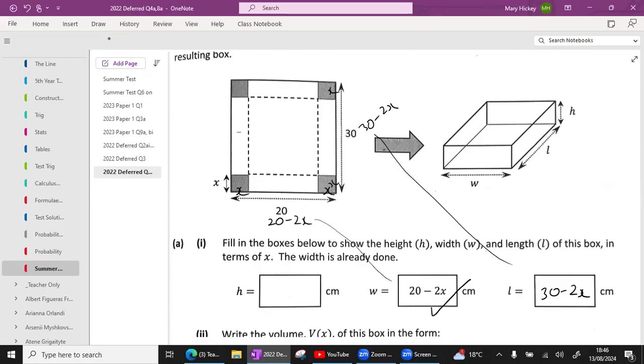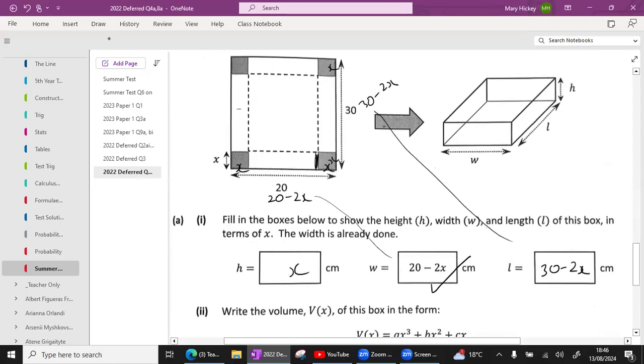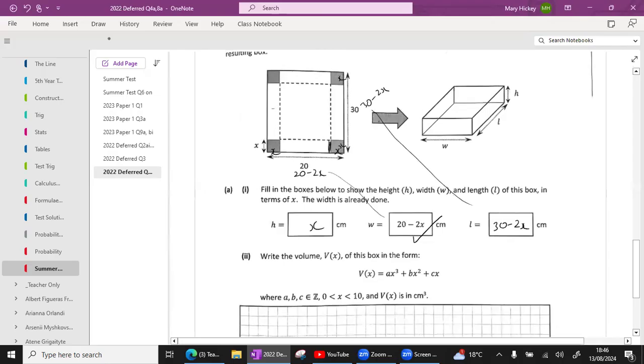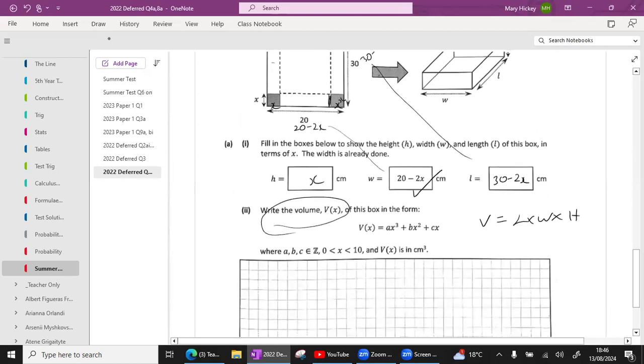Now, what's the height? Well, when we go to fold it up, the height is going to be this bit. So that's going to be x. So that's really all that's involved there. Then it says write the volume of the box. Now, hopefully we remember volume is length by width by height. And if that is the case, then we're multiplying our length by our width by our height.